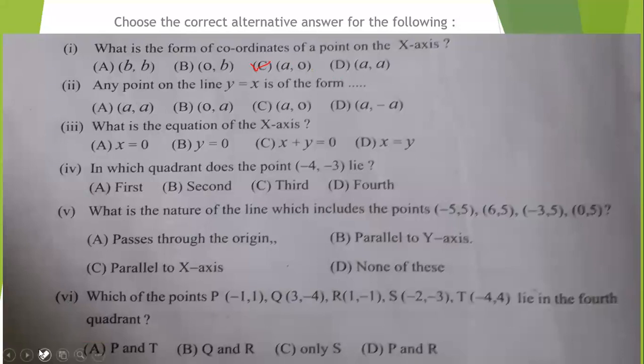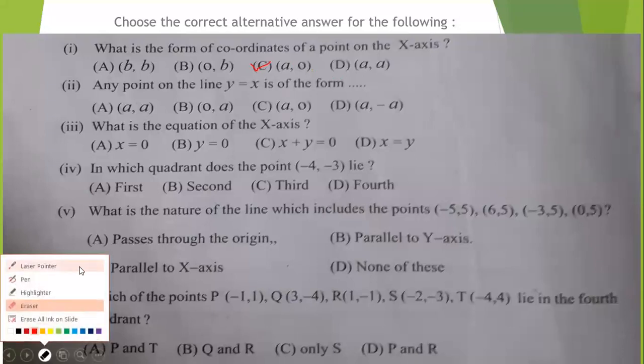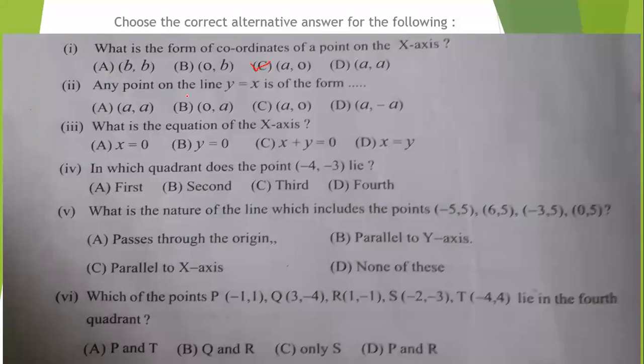Now, let us move to the next one, the second one. Any point on the line y equal to x is of the form. Now here they have given us that any point on the line where the y and x coordinates are both equal, what will be its form? Both are equal means if y is 5, x will also be 5. If y is 3, then x will also be 3. So if y is A, what will x be? x will also be A.